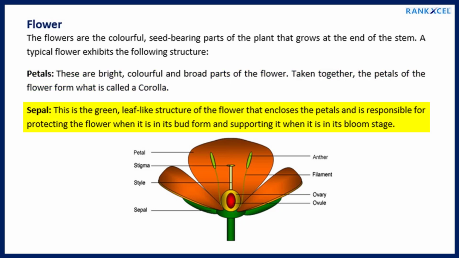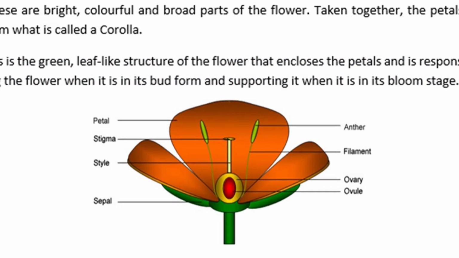Sepal. This is the green, leaf-like structure of the flower that encloses the petals and is responsible for protecting the flower when it is in its bud form and supporting it when it is in its bloom stage.